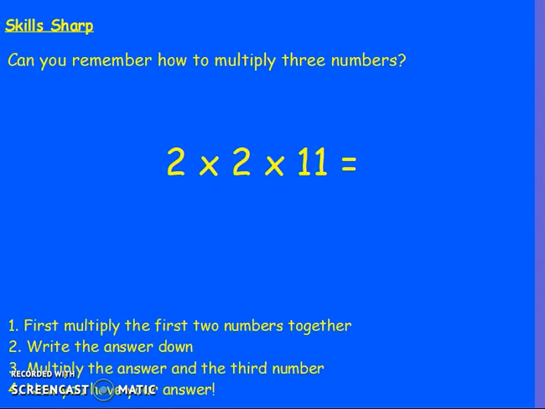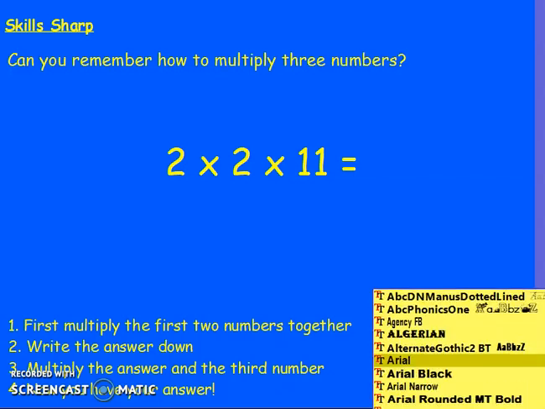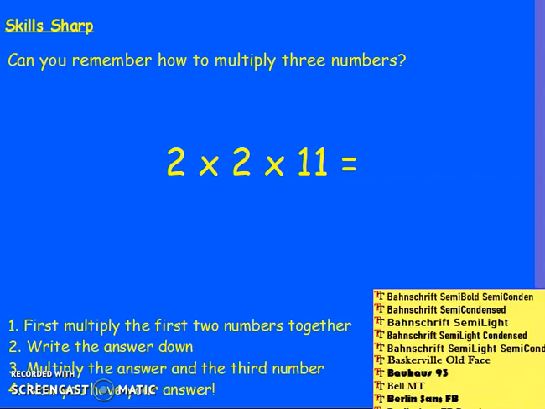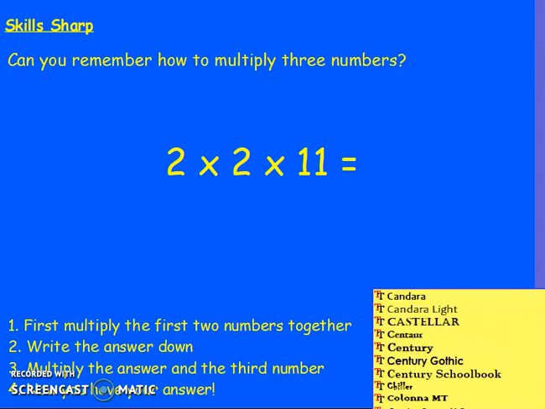For our skills shop session this morning, we're going to be recapping on something we learned last week, how to multiply 3 numbers together. Can you remember how to do this? Let's go through one together. First, write this calculation into your maths book. 2 times 2 times 11.